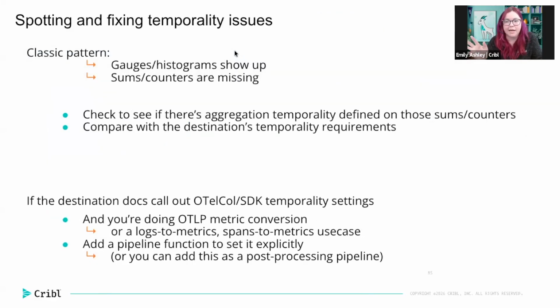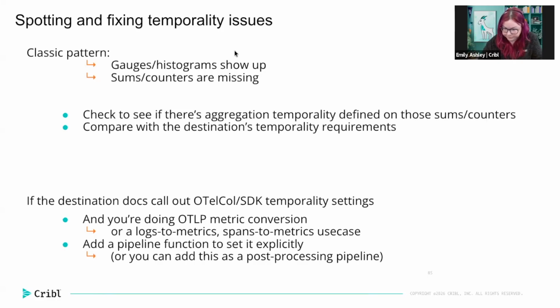So spotting and fixing this, a classic pattern would be if your gauges and histograms are showing up at your downstream endpoint, but your sums and counters are missing. Check to see if there's an aggregation temporality defined on those sums and counters, and compare that with the destination's temporality requirements. If the destination docs call out an OTel collector or SDK temporality setting, and you're doing OTLP metric conversion, which is a logs to metrics conversion or a spans to metrics conversion, you can add a pipeline function to set it explicitly. Or you can add a post-processing pipeline to make sure all of the metrics that come through have a temporality defined.